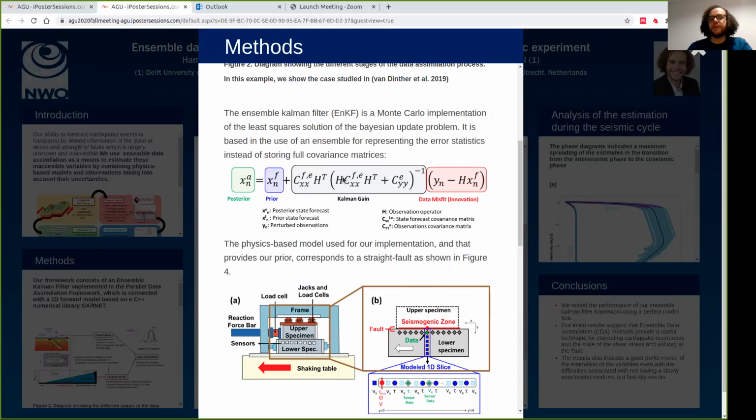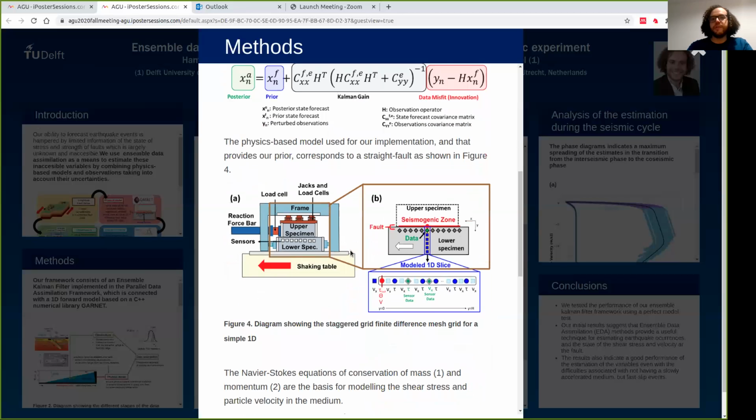And to this prior, we add an innovation coming from the information provided by our measurements, that is weighted by the Kalman gain, which considers the uncertainty of our numerical model and the error of our instruments to produce the final best estimation.